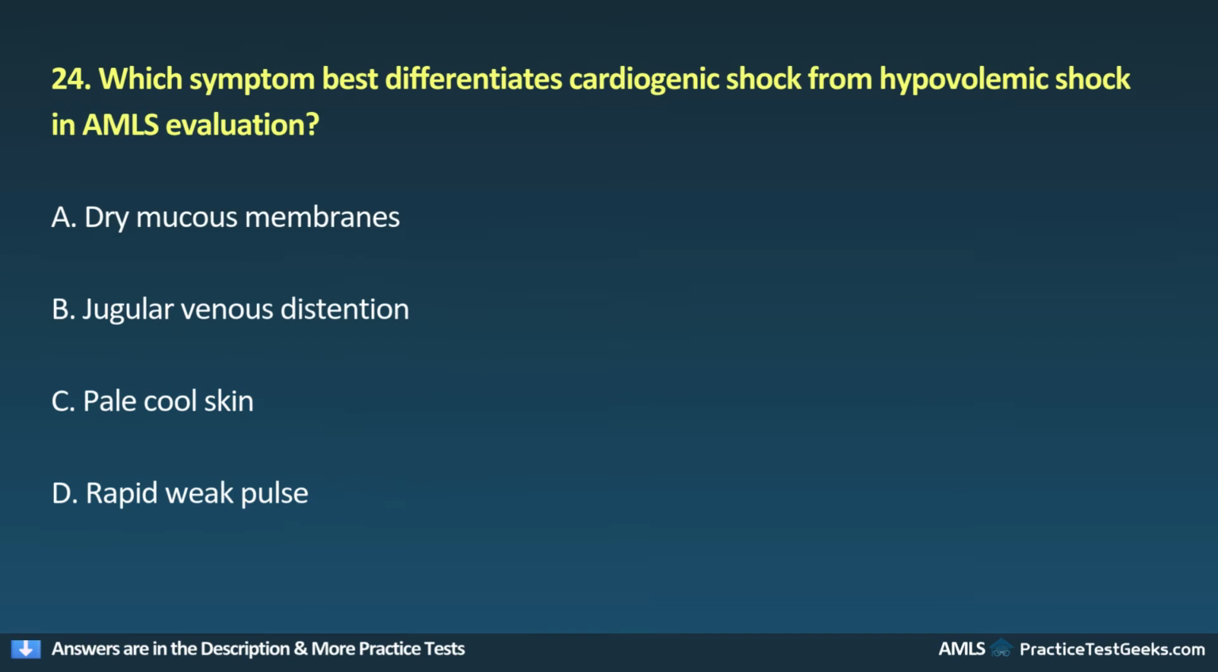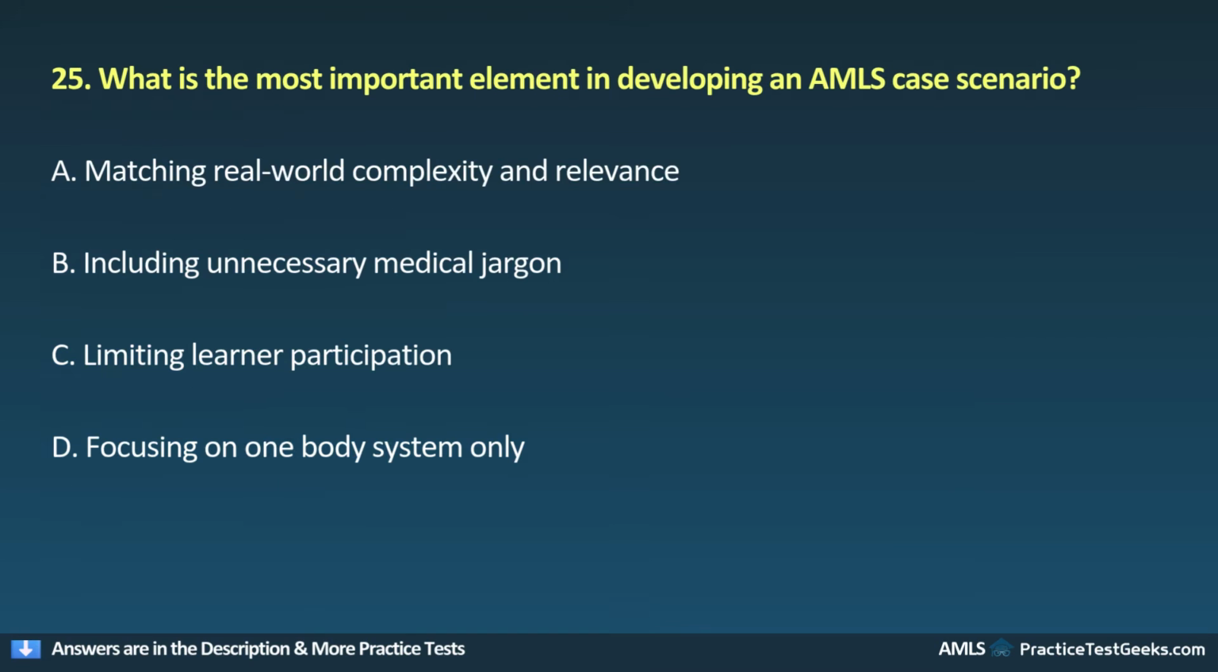24. Which symptom best differentiates cardiogenic shock from hypovolemic shock in AMLS evaluation? A. Dry mucous membranes. B. Jugular venous distension. C. Pale cool skin. D. Rapid weak pulse.